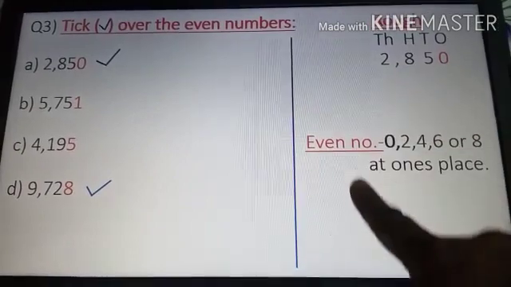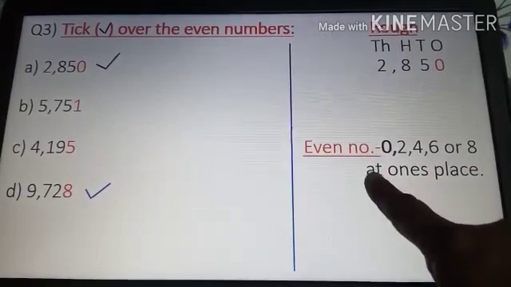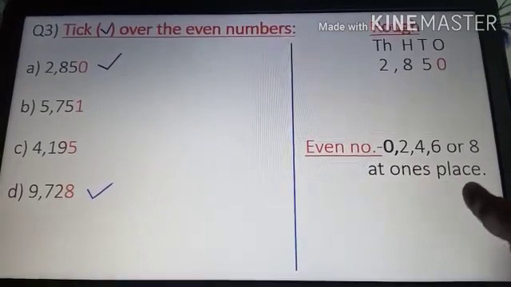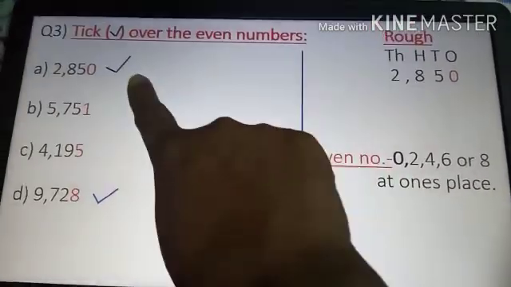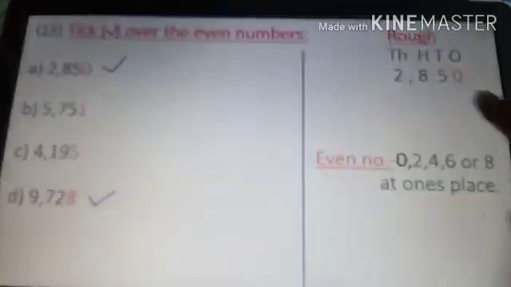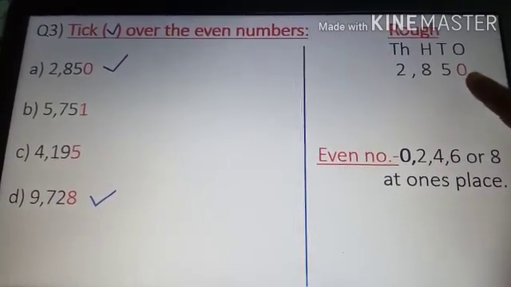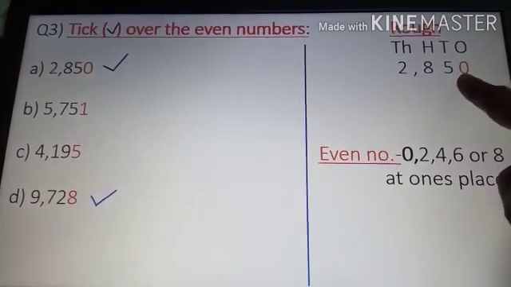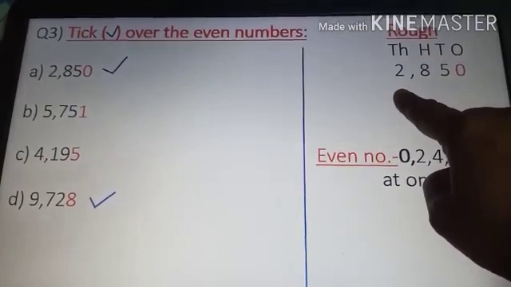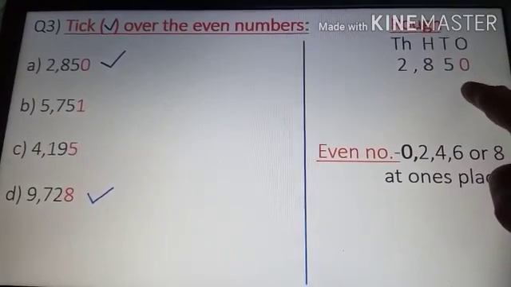In our rough column, children, first of all write the condition that an even number should have 0, 2, 4, 6 or 8 at its ones place. Now we are doing the first number, 2850. In the rough column, look here, children, I have written the place values. 0 is at the ones place, 5 is at the tens place, 8 is at the hundreds place and 2 is at the thousands place. So we have to check only the digit at the ones place.